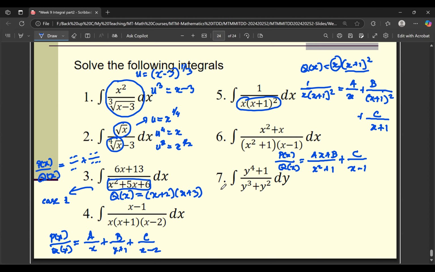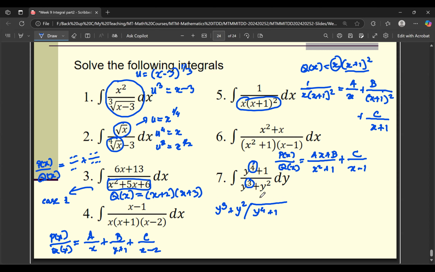And what about number 7? Number 7, we must divide because the degree of Px is greater than the degree of Qx. So we must divide y cubed plus y squared by y to the power of 4 plus 1.